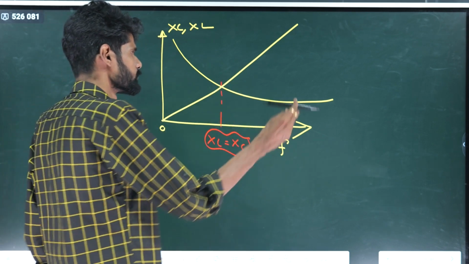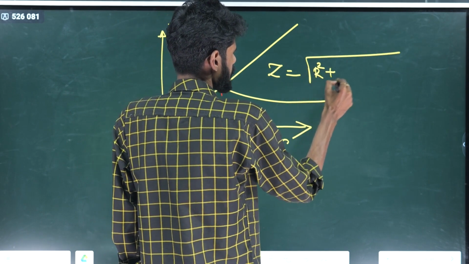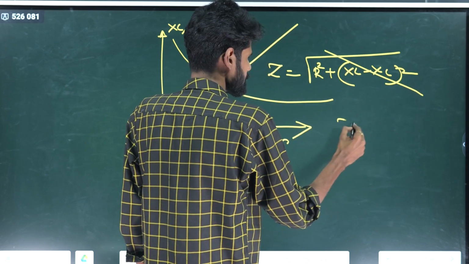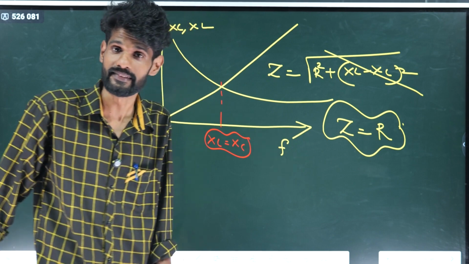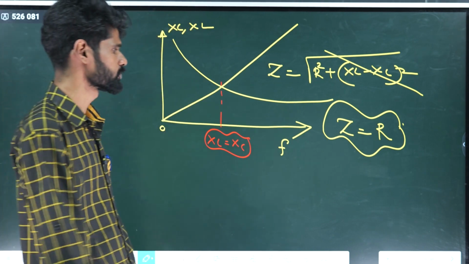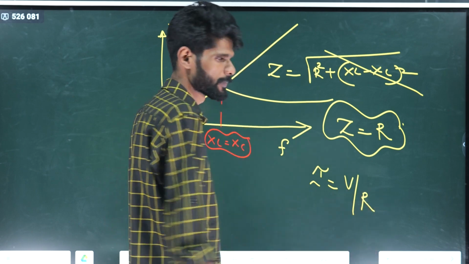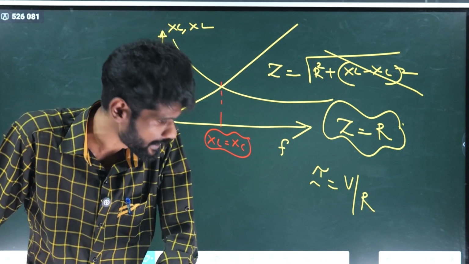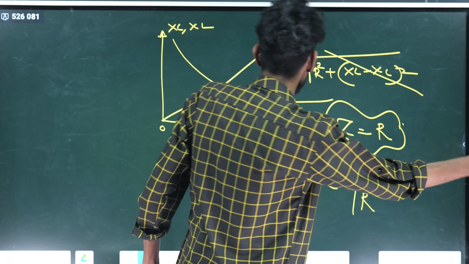XL equal to XC. We know the impedance of the circuit Z is equal to root of R square plus XL minus XC the whole square. When XL equals XC, that term cancels. So the LCR circuit acts as a pure resistive circuit. Current is equal to V by Z, that is V divided by R. So at resonance, current through the LCR circuit is maximum and impedance of the circuit is minimum. It acts as a pure resistive circuit.